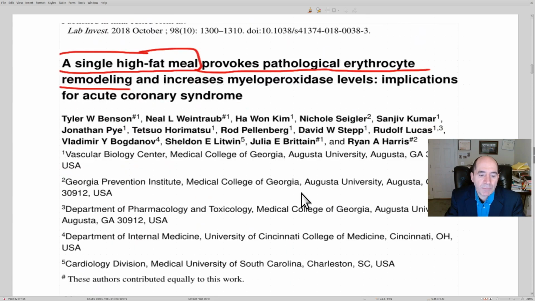Okay, there's a whole bunch of papers on this sort of stuff. Here's another paper. A single high-fat meal provokes pathological, meaning abnormal, disease-causing, erythrocyte, a red blood cell, remodeling, changes in shape, and increases in myeloperoxidase levels. Implications for acute coronary syndrome. That means for causing a heart attack.